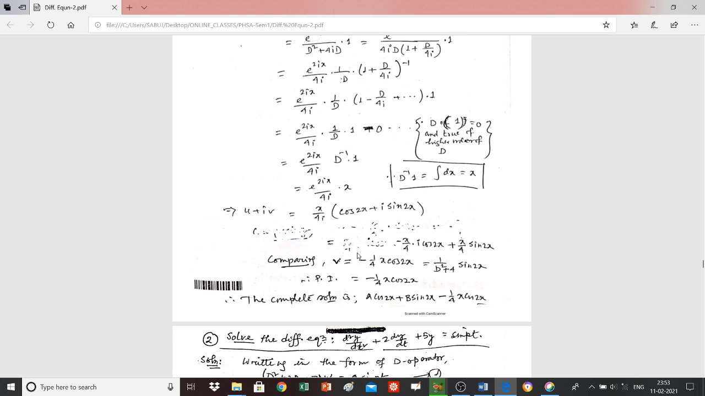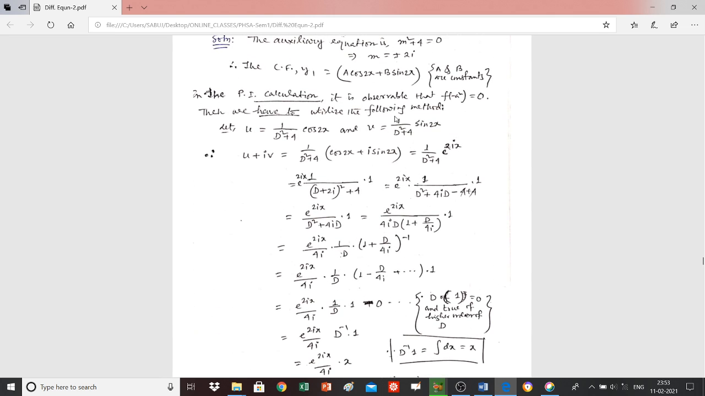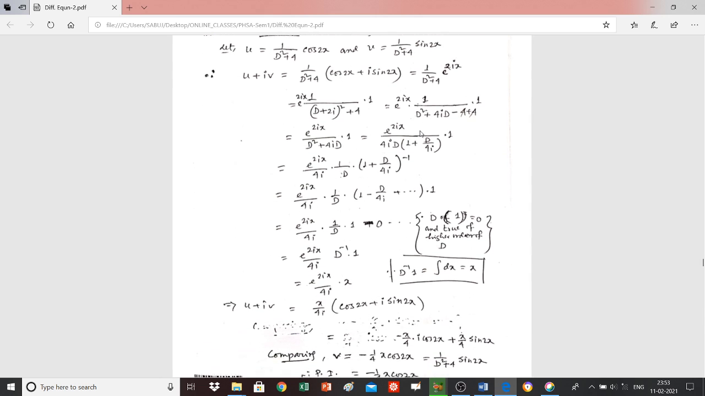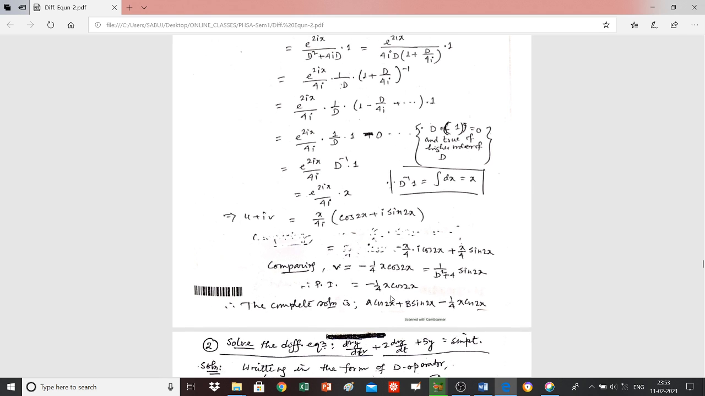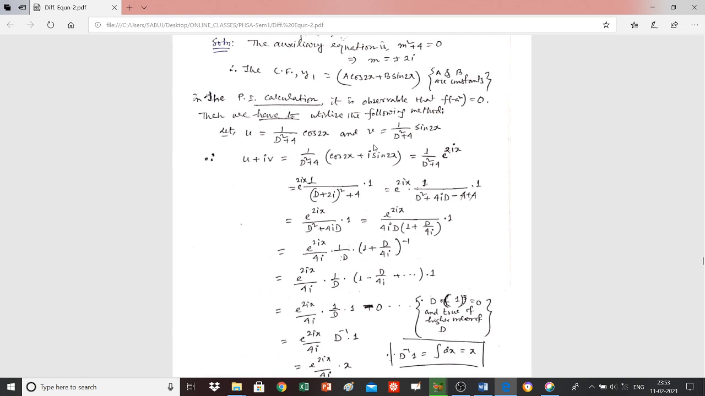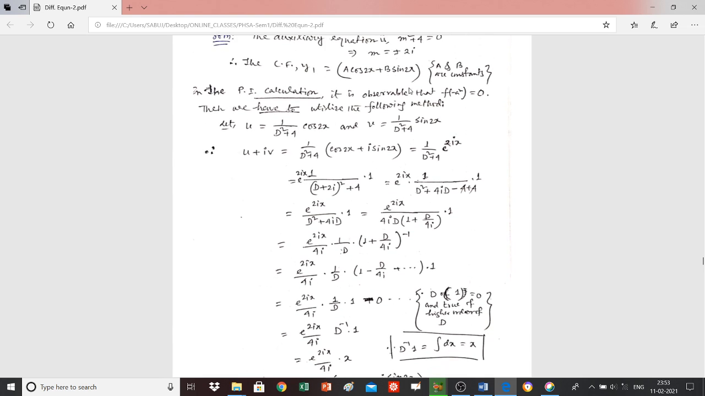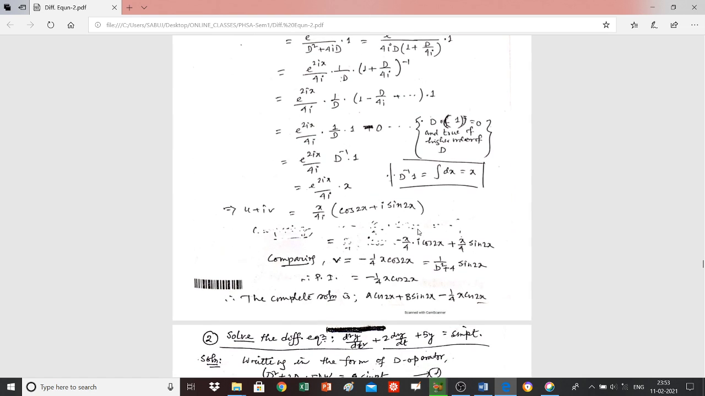And you also know that this v was taken as 1 by D square plus 4 sin 2x. So 1 by D square plus 4 sin 2x is equal to minus 1 by 4 x cos 2x, and this is nothing but the particular integral. So the particular integral is minus 1 by 4 x cos 2x. So the complete solution is the complementary function that was here, a cos 2x plus b sin 2x, plus this term, that means minus 1 by 4 x cos 2x.